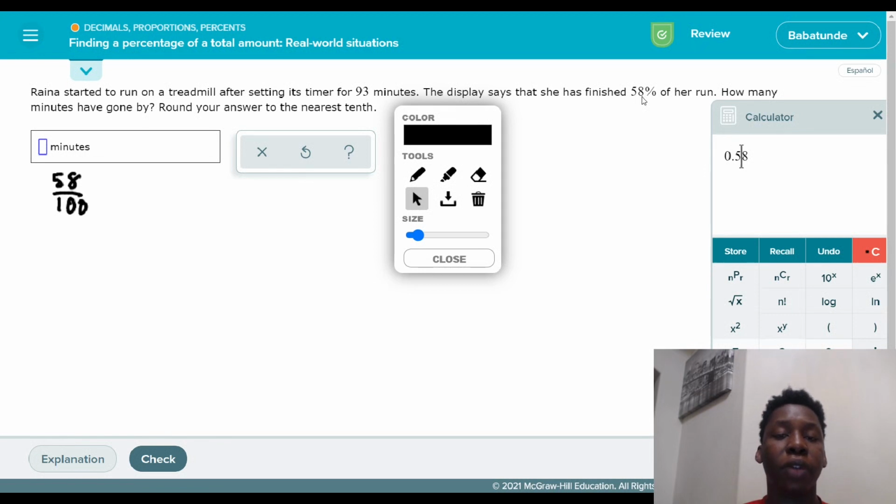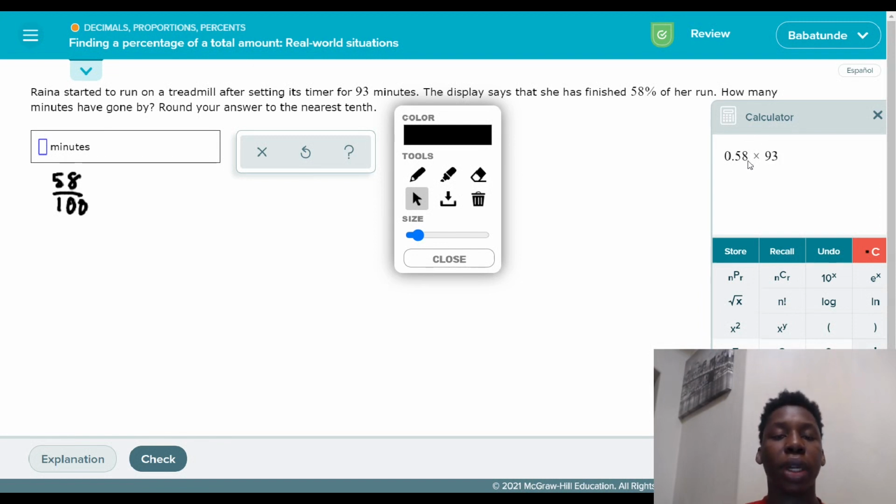So if 58% of our run has already gone by, we can use 58% to find how many minutes have gone by. The next step is to multiply whatever I divided by the total amount I'm working with. In this case, the total amount of minutes I'm working with is 93. So I have to multiply 0.58 times 93.